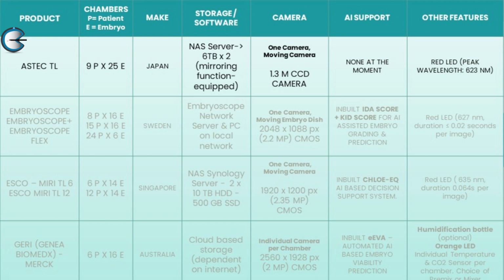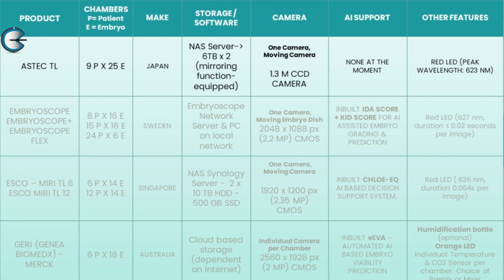So basically the network storage means that the data is captured locally in your clinic and it is not stored in a cloud. The image capturing system here is that the camera is moving and not the dishes. So it has one camera, a 1.3 megapixel CCD camera.